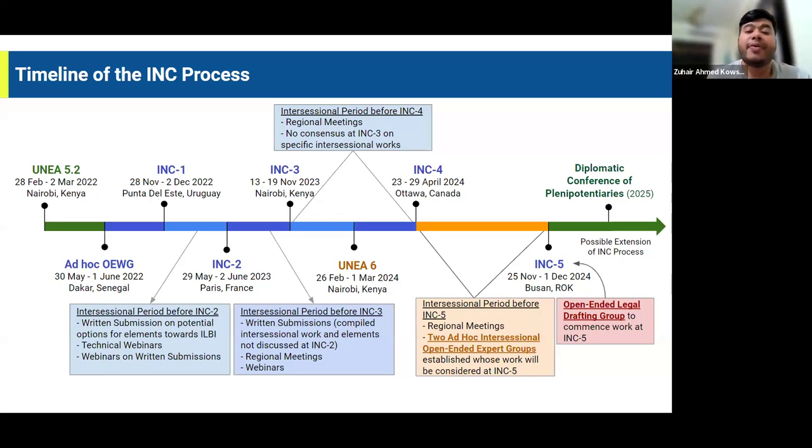So before the fourth session, there's another important meeting that took place, which is UNEA 6. Why is UNEA 6 important? Because the fifth session, the resumed fifth session, actually started the process with the adoption of the resolution. And then as per the resolution, the UNEP Executive Director reported the outcomes so far.